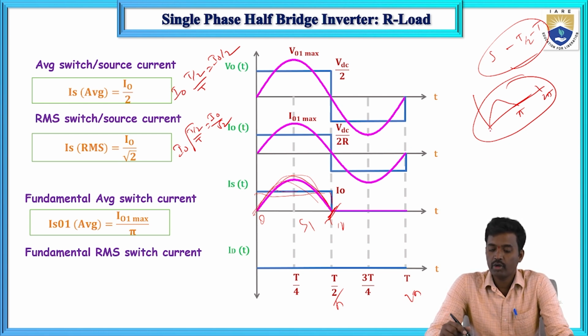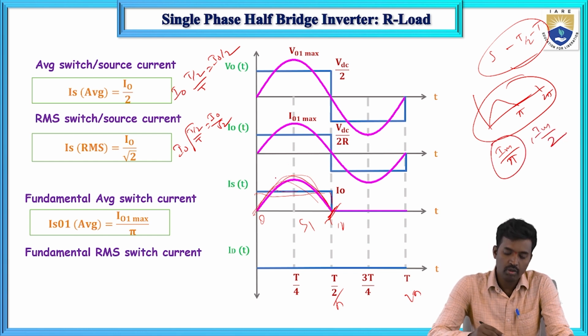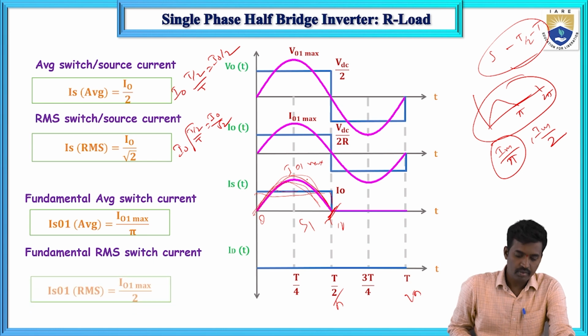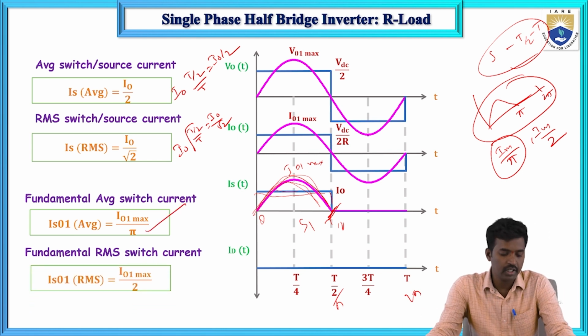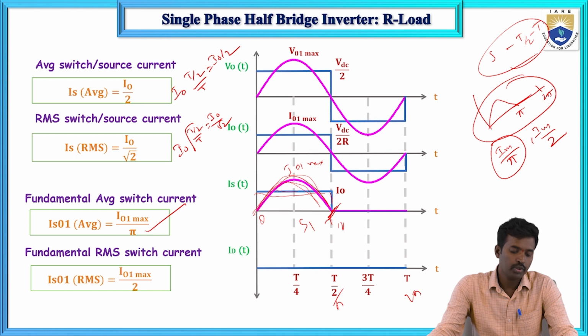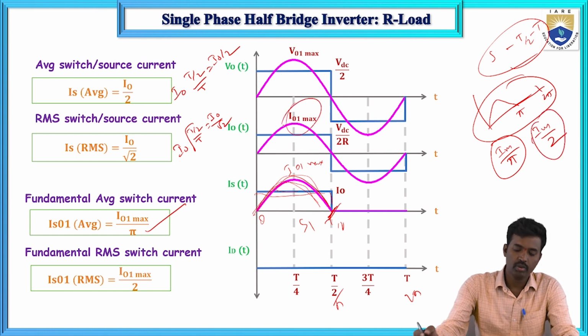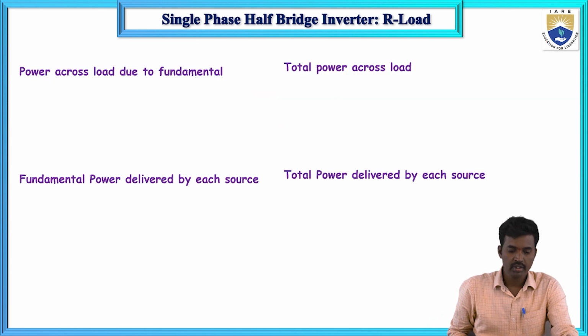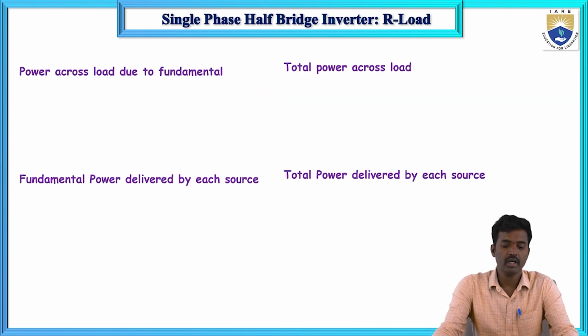For any half wave rectifier output, the average value equals I maximum divided by pi, and the RMS value equals I maximum by 2. So here it is I01 maximum by pi. So this is the average switch current. And next, the fundamental component RMS switch current equals Im by 2, that means I01 maximum by 2.